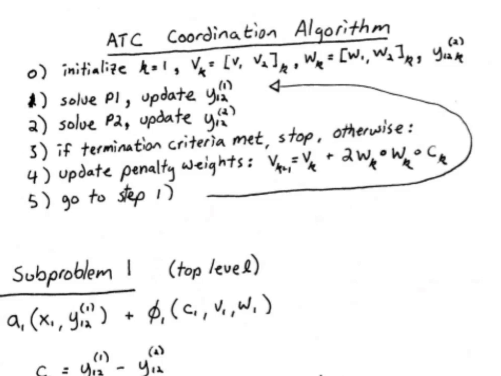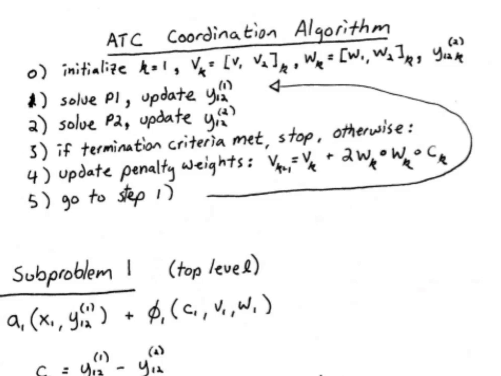If the coordination algorithm has not converged, then we update the penalty weights in step 4 using the method of multipliers. These update formulas are vector equations. V and W are the vectors of all penalty weights in the system, and C is the vector of all consistency constraint outputs. The new value of V depends on the current value of V, W, and C. The open circle in this formula depicts the Hadamard product, an element-by-element multiplication of the vectors. In MATLAB syntax, this is the same as the dot times operator.